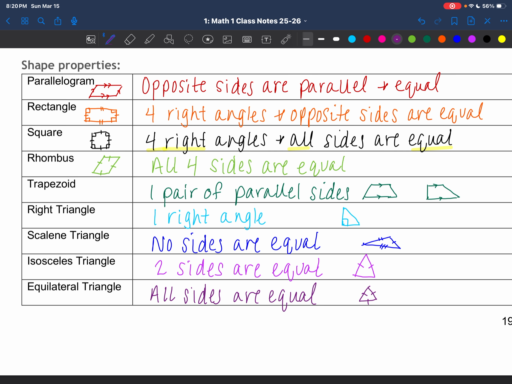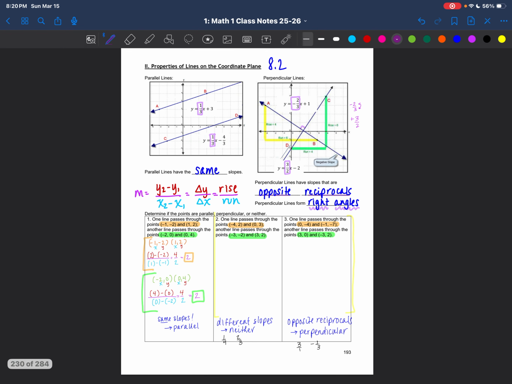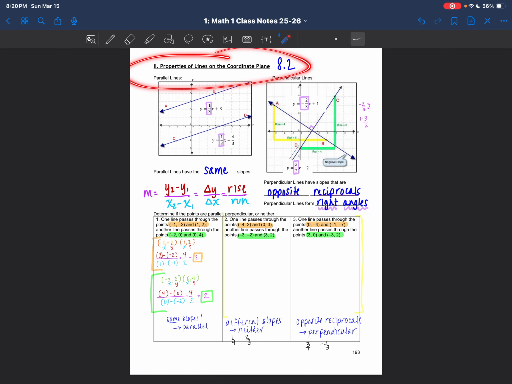This is part of what you need to know, because then they're going to start talking about different shapes that your lines can make. And then that is properties of lines on the coordinate plane.